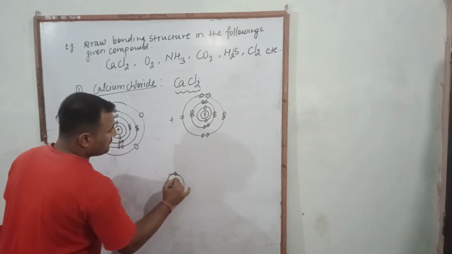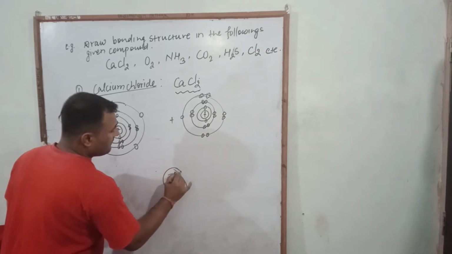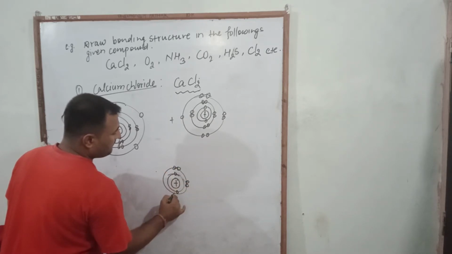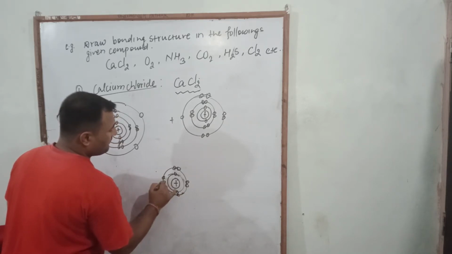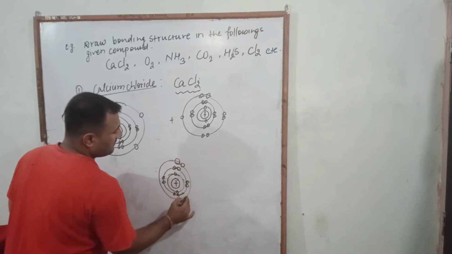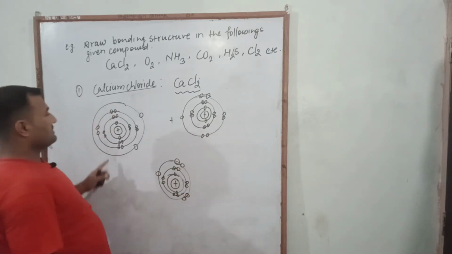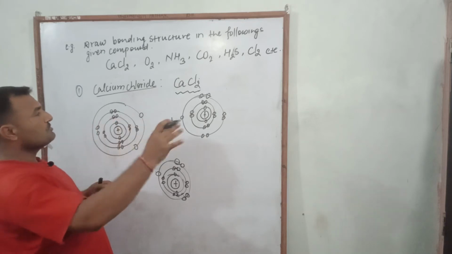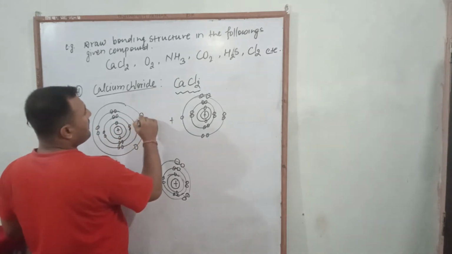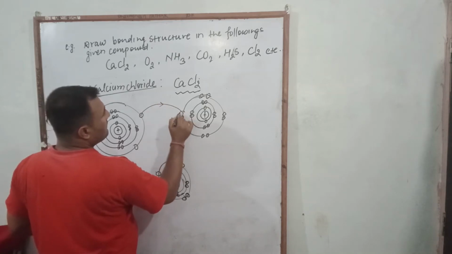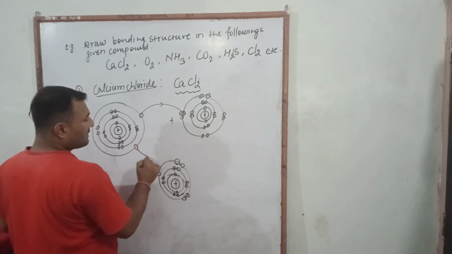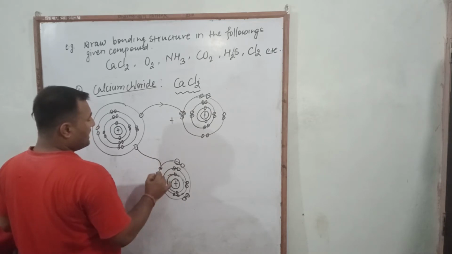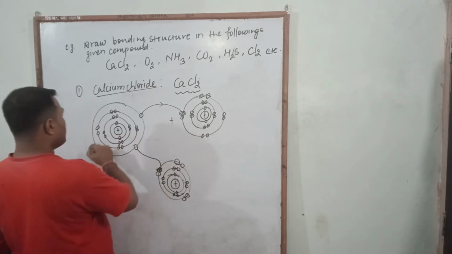Since there are 2 chlorine atoms, we have to draw 2 chlorines: in the first shell 2 electrons, in the second shell 8 electrons, in the third shell 7 electrons. Here, to complete its octet, calcium has to lose 2 electrons; 1 electron is transferred to one chlorine atom and the other electron to the next chlorine atom. In this way, the octet of calcium is fulfilled.